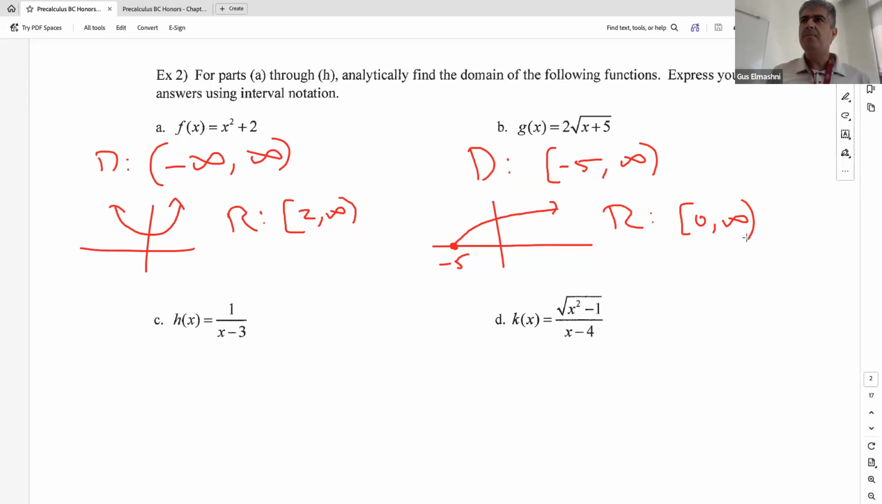Okay. William, you're William, right? Yeah. So is there a restriction for part C? What value of x must be excluded? x can't be 3, correct? Good. So how am I going to write that? Everything but 3.